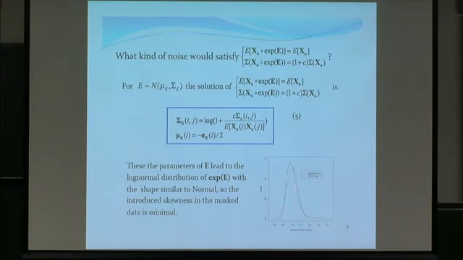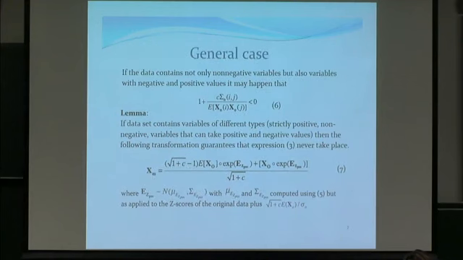So if you look at this picture here, the red curve shows the normal density, and the black one is just a typical noise with such parameters. So the introduced skewness in the masked data in this case would be minimal.